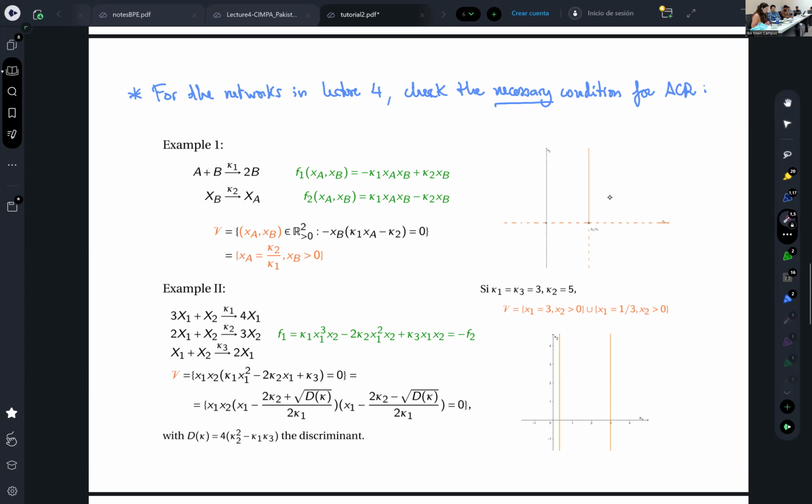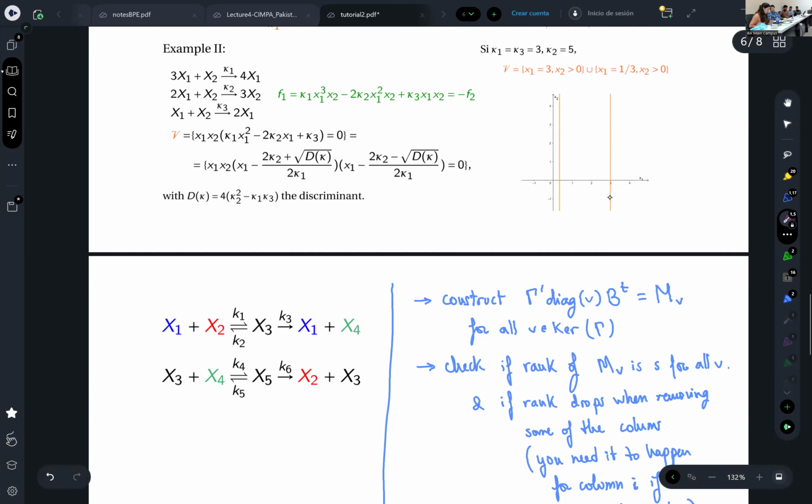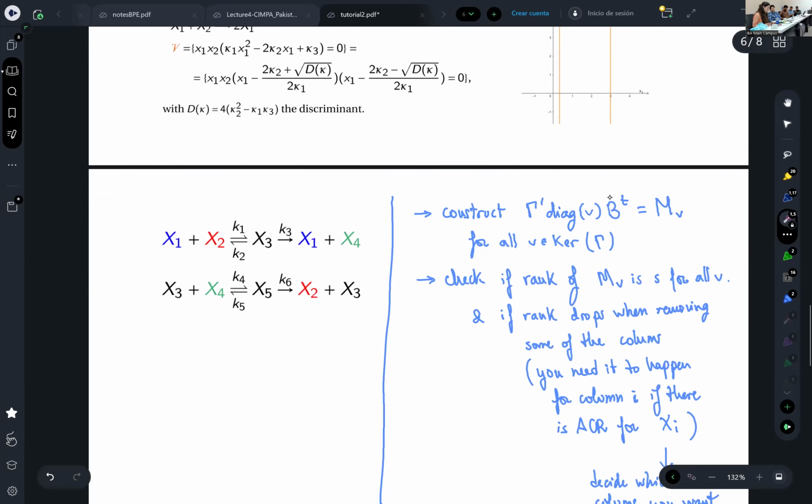The second one does not have ACR for all values of K, but it will whenever the discriminant here vanishes. It will have a double root, and then it will be only one line. So the two lines will collapse into one. This we know because we can understand those systems. But I gave you one necessary condition for this. To check the necessary condition, what one would need to do is to first construct this matrix here.